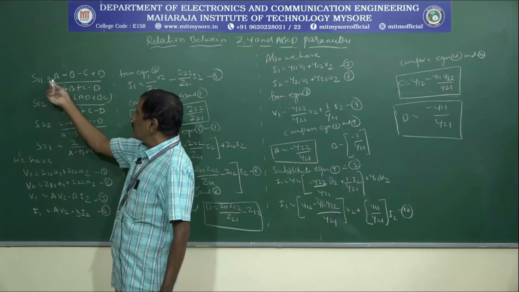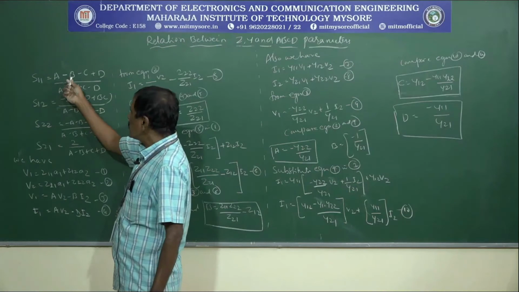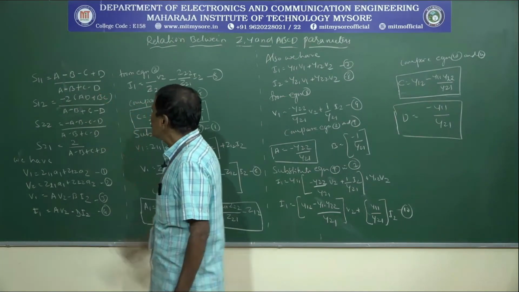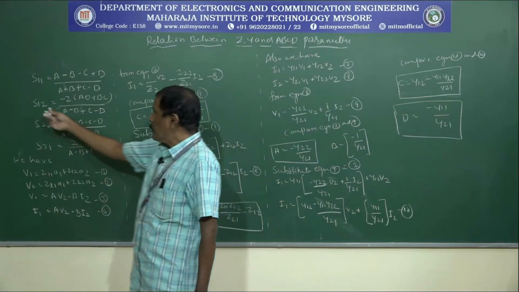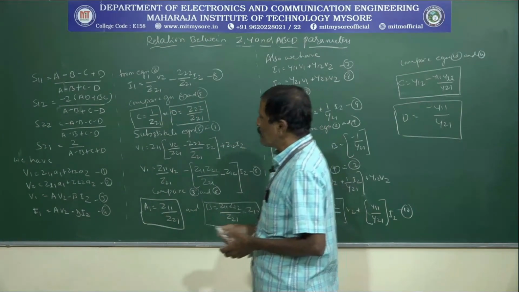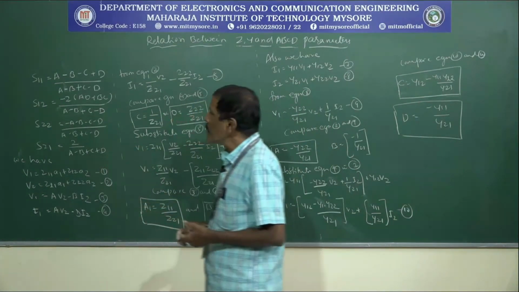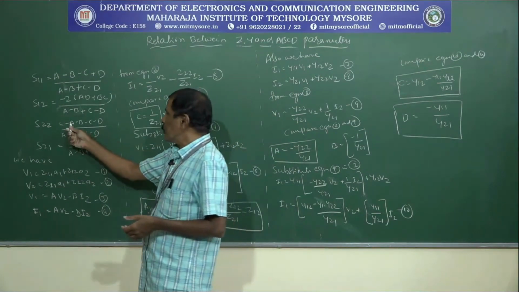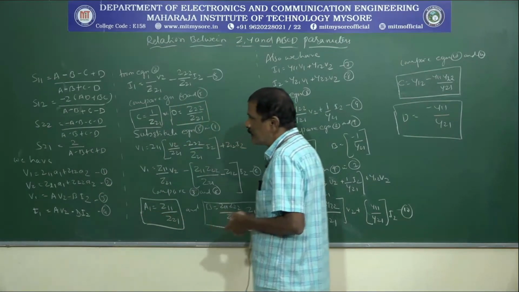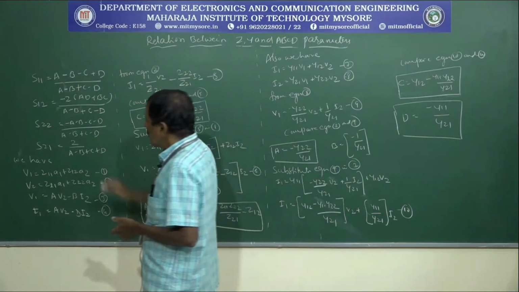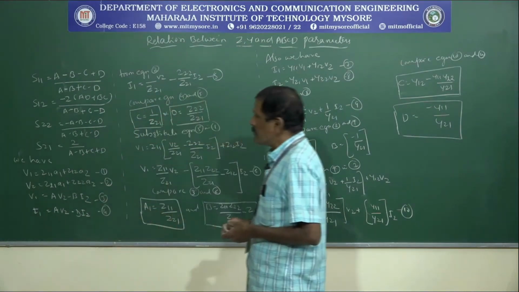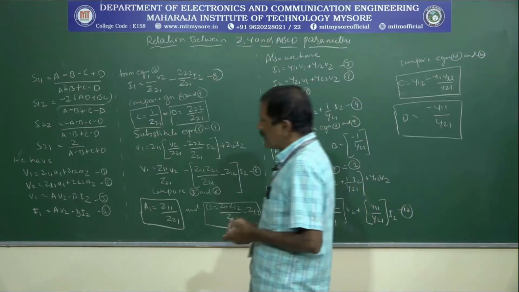S11 is calculated from the equation A minus B minus C plus D divided by A plus B plus C plus D, and S12 can be calculated from 2 of AD minus BC divided by A plus B plus C plus D, and S22 is equal to minus A plus B minus C plus D divided by A plus B plus C plus D, and S21 is calculated from the equation 2 divided by A plus B plus C plus D.